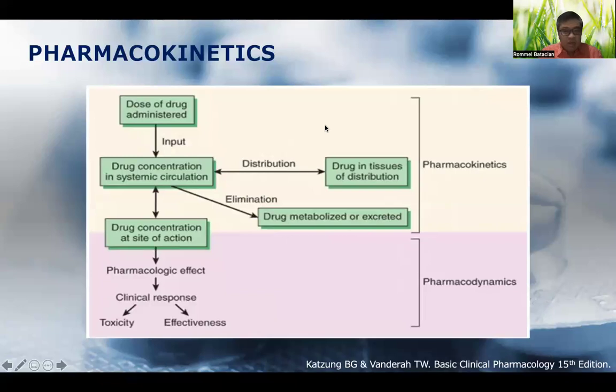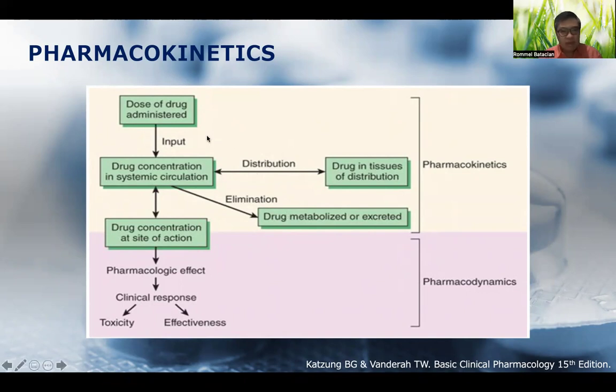So as a recap, we have discussed two main aspects in pharmacology: pharmacokinetics and pharmacodynamics. Again, pharmacokinetics is what the body does to the drug or the medication. Pharmacodynamics is the other way around. What does the drug do to the body, or what are its physiologic effects, or any changes in the normal physiology of the body when these drugs are taken.